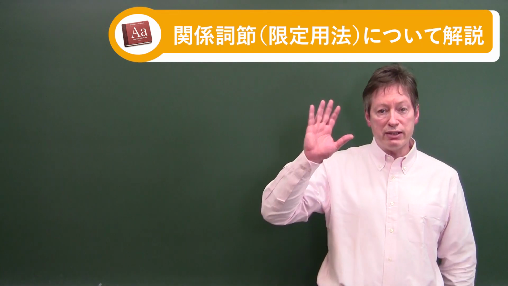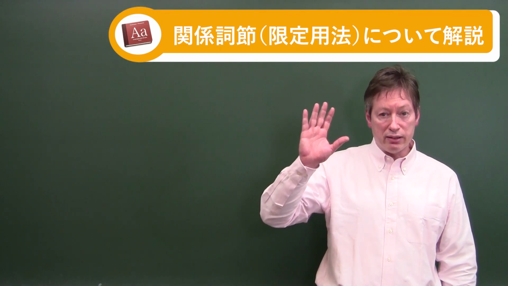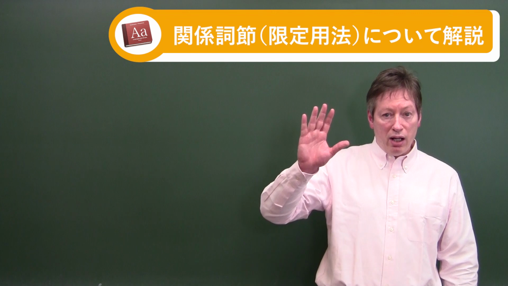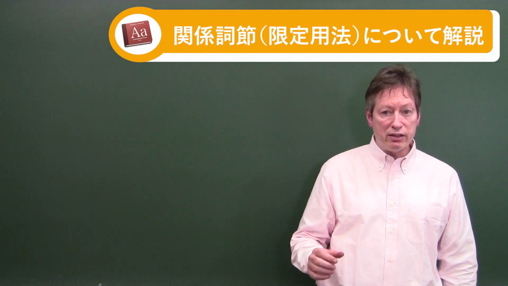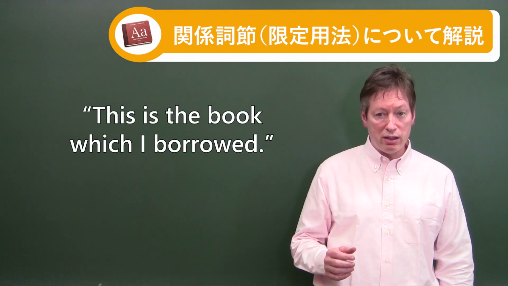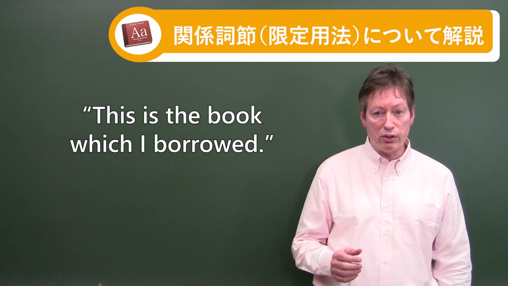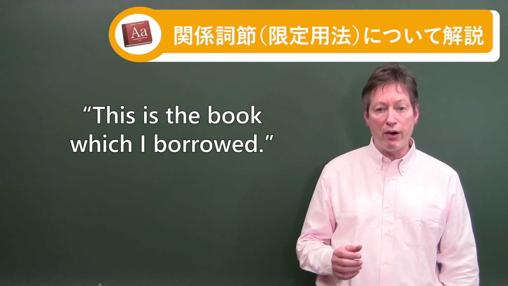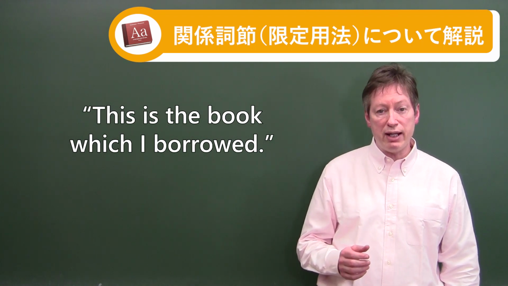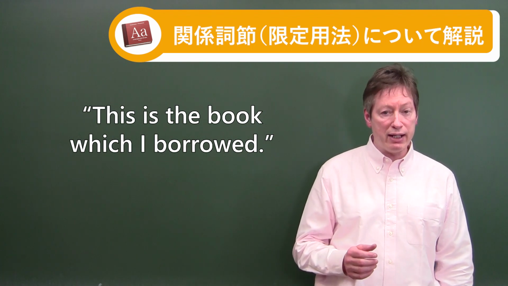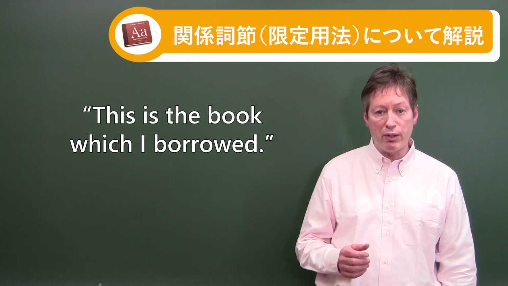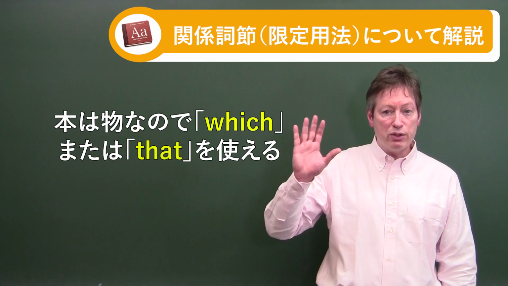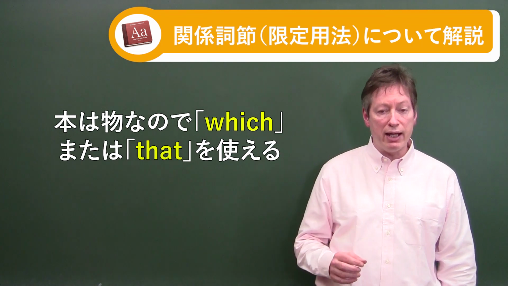Okay, I just want to make a simple sentence here to get you started. So, simple enough: this is the book which I borrowed. And I can also use that as well: this is the book that I borrowed. This is the book which I borrowed. The book is a thing. So for things, we're going to use which and that.